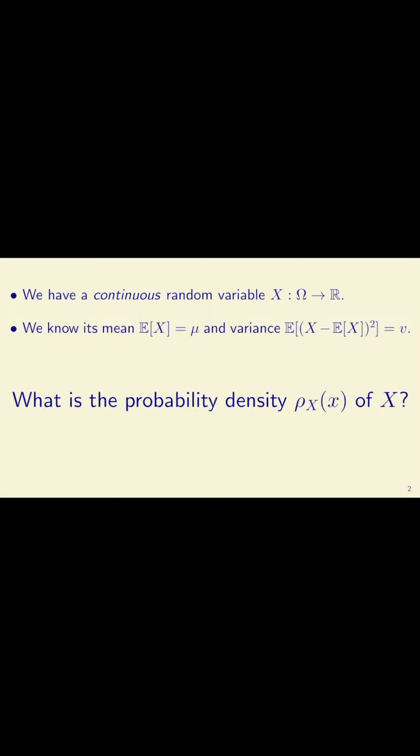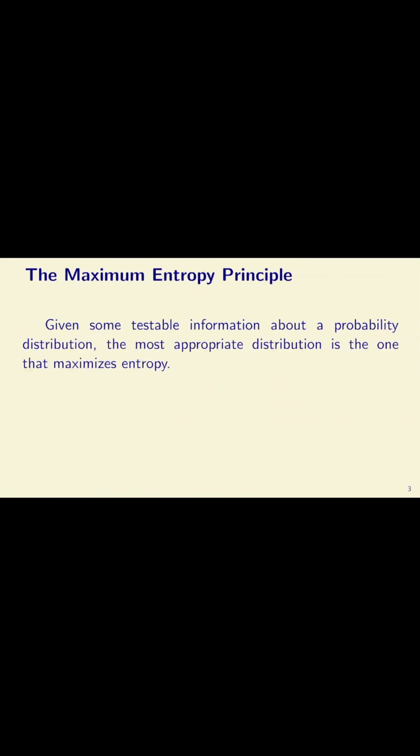So, we know the mean and variance, and we want to find the most unbiased or least assumed probability distribution that fits those facts. Is that where the maximum entropy principle comes in? Precisely. The maximum entropy principle states that, given some testable information about a probability distribution, the most appropriate distribution is the one that maximizes entropy. It's about choosing the distribution that makes the fewest assumptions beyond the given data.